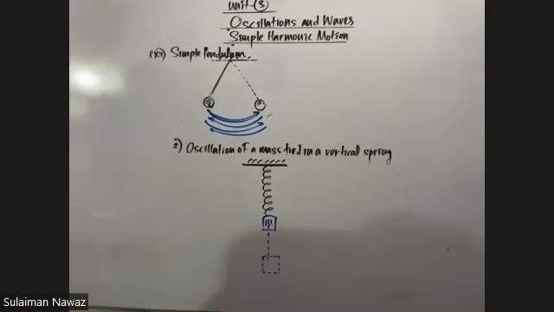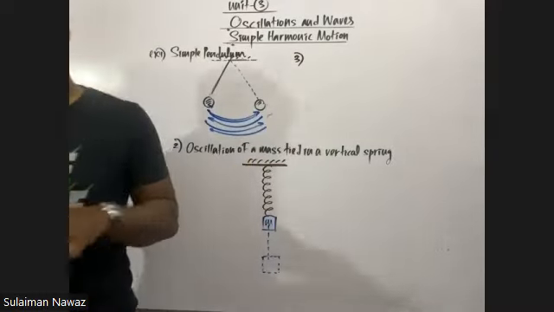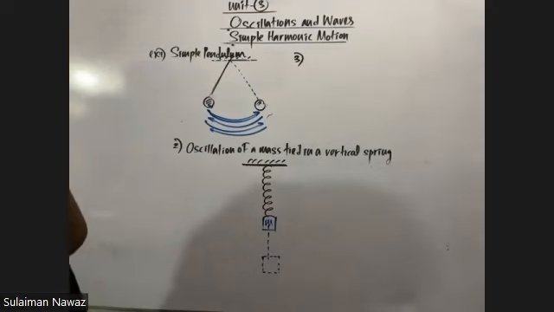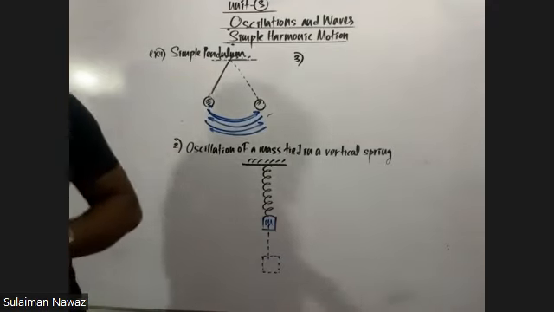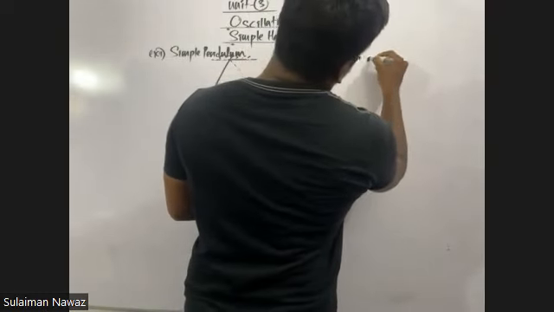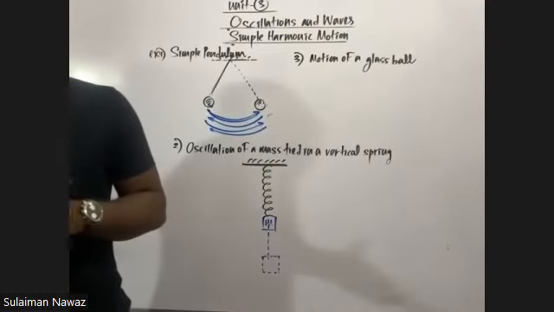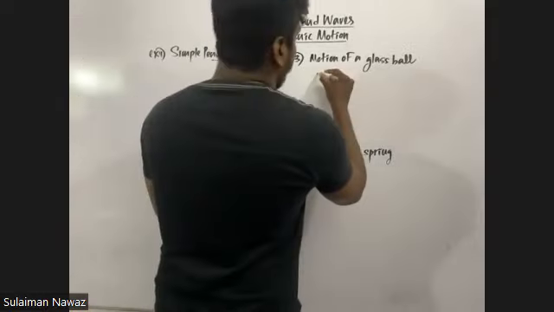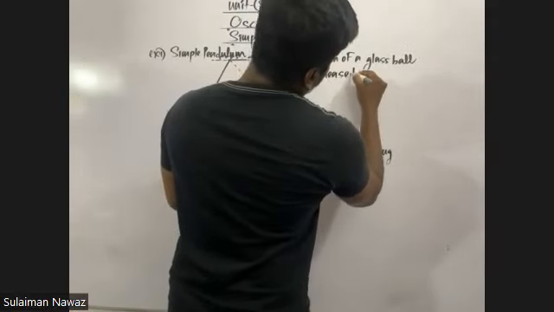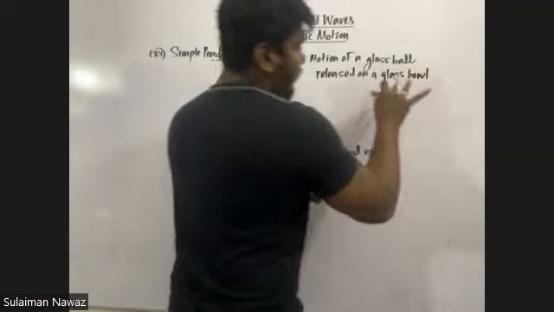Example number 3. Third example: motion of a glass ball released on a glass bowl.